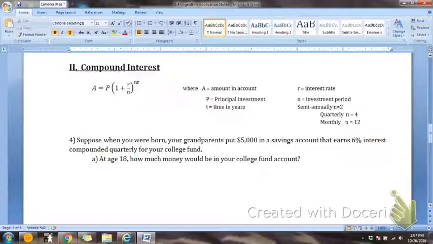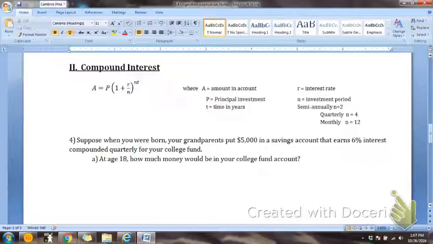Okay, so let's look at this formula. You have probably heard before at some point about things earning interest, whether it's credit cards that earn interest or a savings account that earns interest. So we're going to talk about how interest is accumulated onto that amount of money.